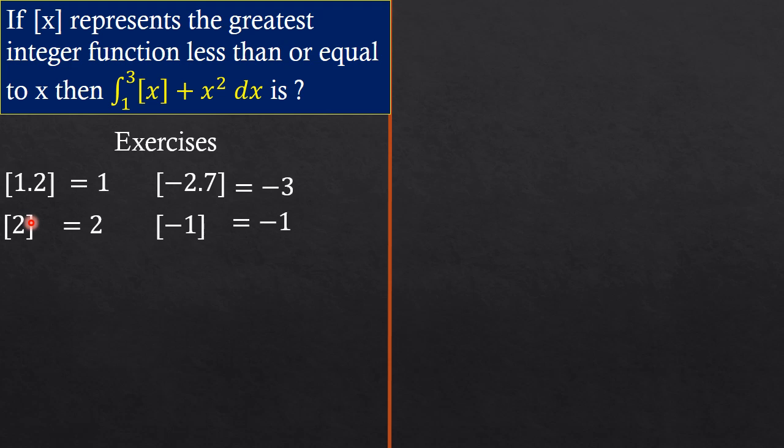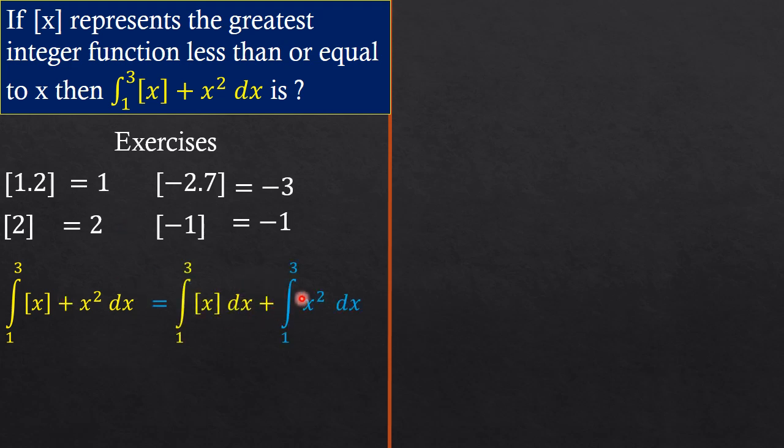Great. So now that we have some clear understanding about a floor function, let's go ahead to evaluate our integral. We'll be looking at the definite integral going from 1 to 3 of the floor function of x plus x squared dx. According to the properties of integrals, the integral is a linear function. It therefore means that we can simply integrate each of these functions. So we are going to have the integral going from 1 to 3 of the floor function of x dx plus the integral going from 1 to 3 of x squared dx.